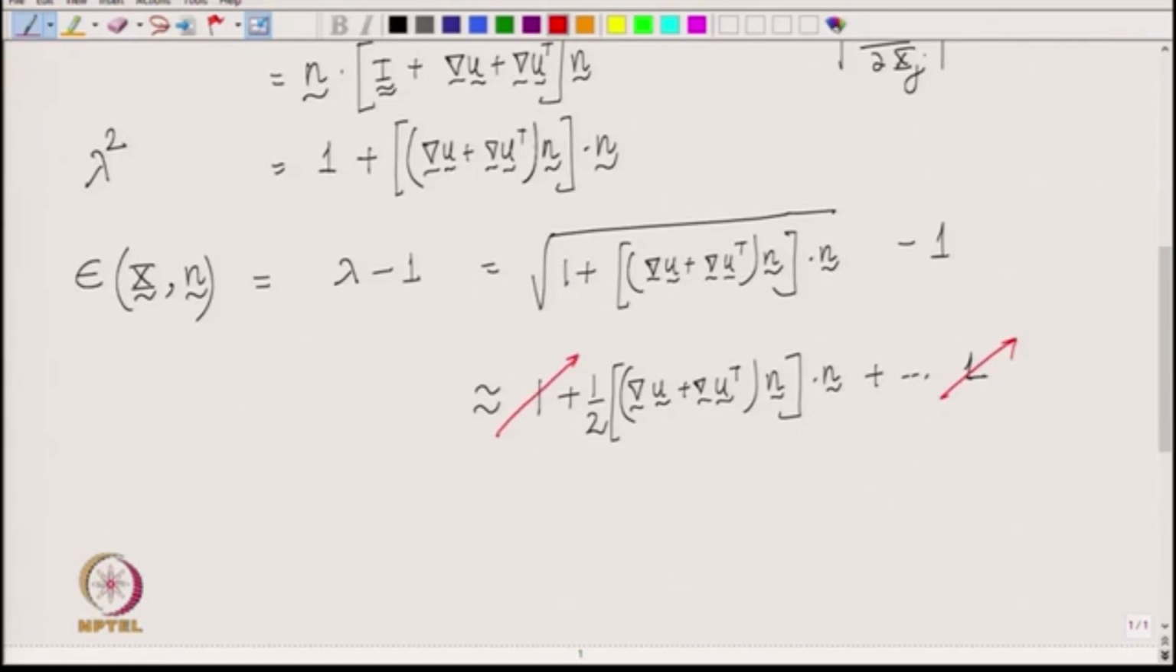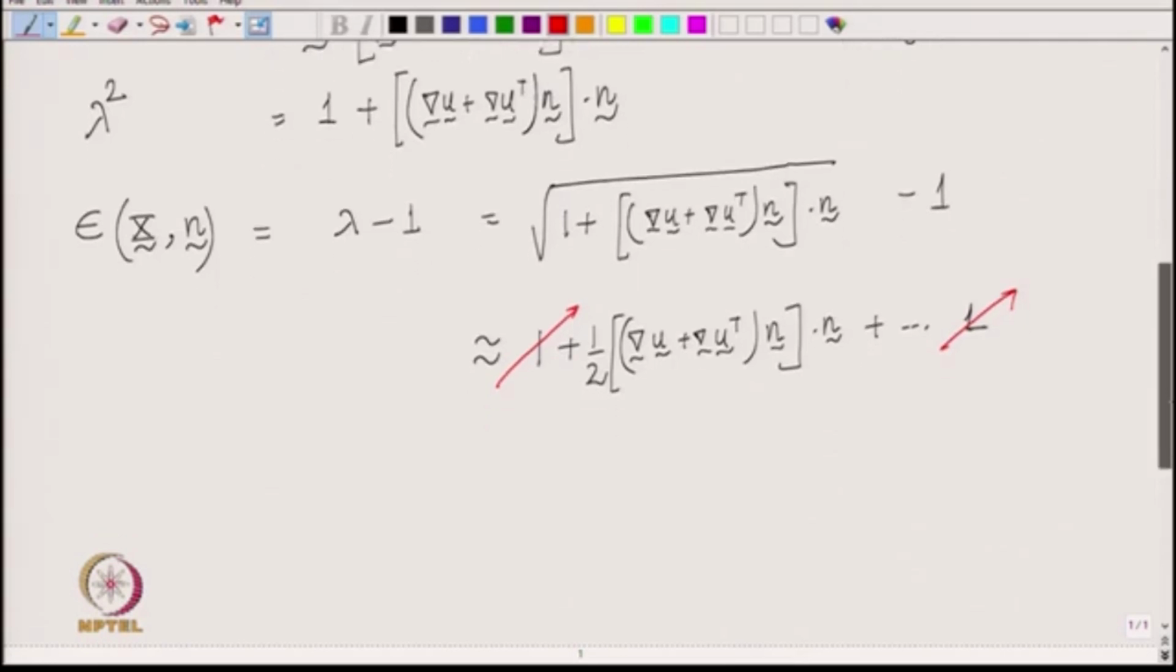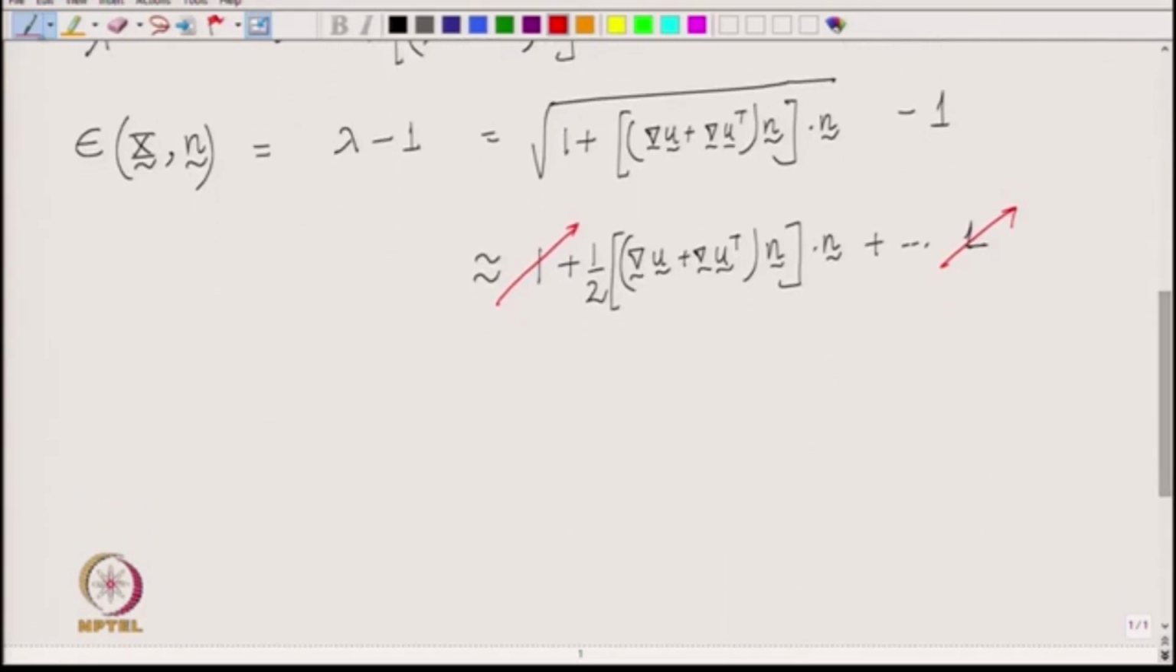So, finally, we have a very simple formula for the longitudinal strain, which is that epsilon is equal to half of grad u plus grad u transpose into n dot with n. Okay. So, that is the formula for longitudinal strain, the tensor formula.